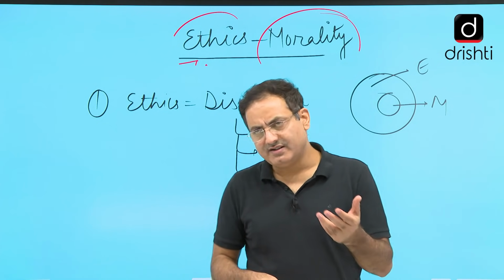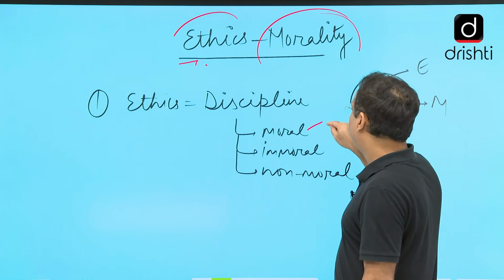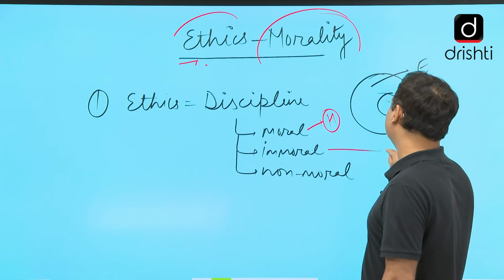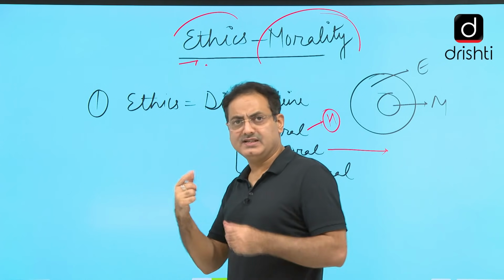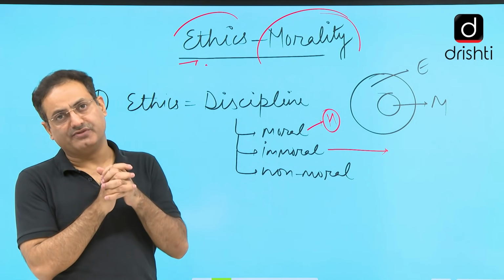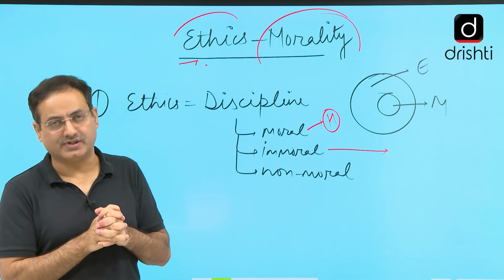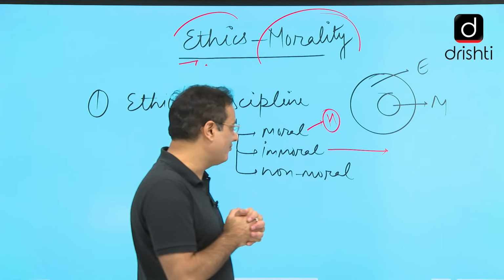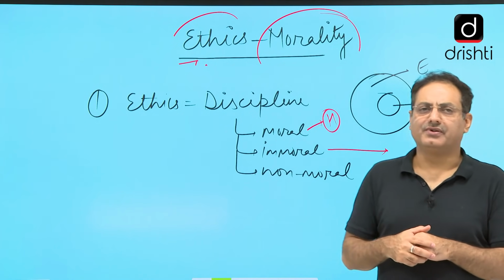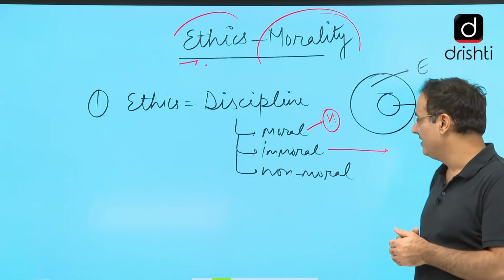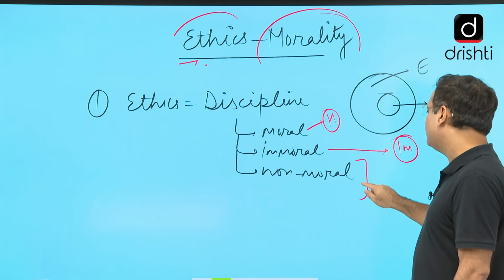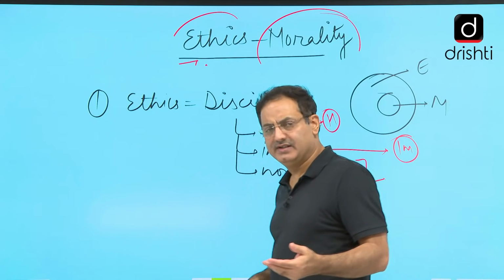Moral is what is ethical, like being honest is being moral. Immoral is doing something against morality, something against ethics. For example, in a situation when someone is dying and he or she wants you to help, at that time, instead of helping, if you don't help, or if you rather do something against that person, then this is called immoral. Something which is neither moral nor immoral is called non-moral.